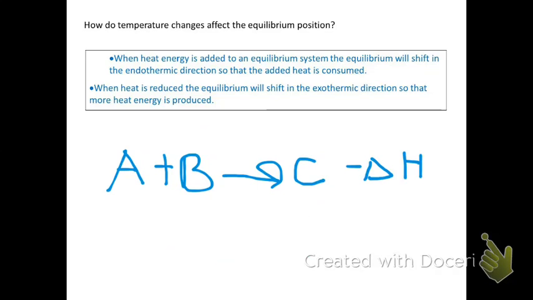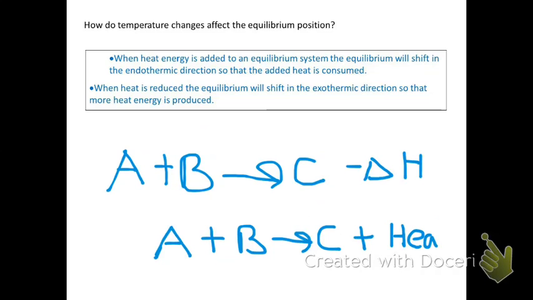Now, to make this easy for you, this is what I would do. I would rewrite my equation. I would write out the reactants, A plus B, going to C, and then I would add heat energy to the product side. Now, why would I add heat energy there? Well, it's because we know that the reaction is exothermic, so heat is being released, and therefore it should be on the product side. Doing this will help me understand which way the equilibrium is going to shift if the temperature changes.